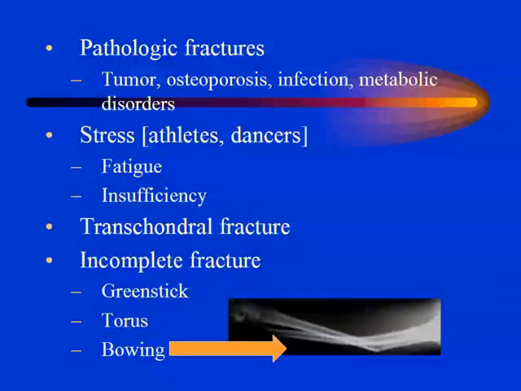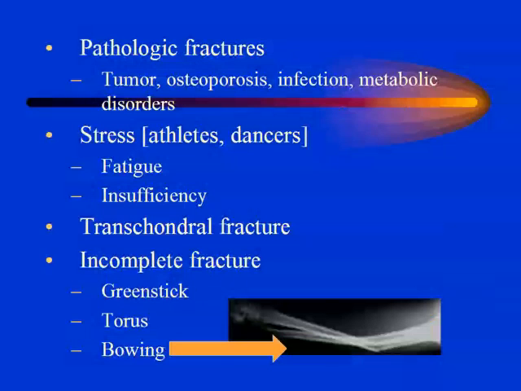Insufficiency can also cause a stress fracture, and this is where you have an abnormal bone but normal activity that causes the fracture. This tends to occur mainly with osteoporosis, rheumatoid arthritis, radiation, osteomalacia, or hyperparathyroidism. A transchondral fracture is a fragmentation and separation of a portion of a bone at a joint. It usually occurs in the femur, the ankle, the kneecap, the elbow, or the wrist.